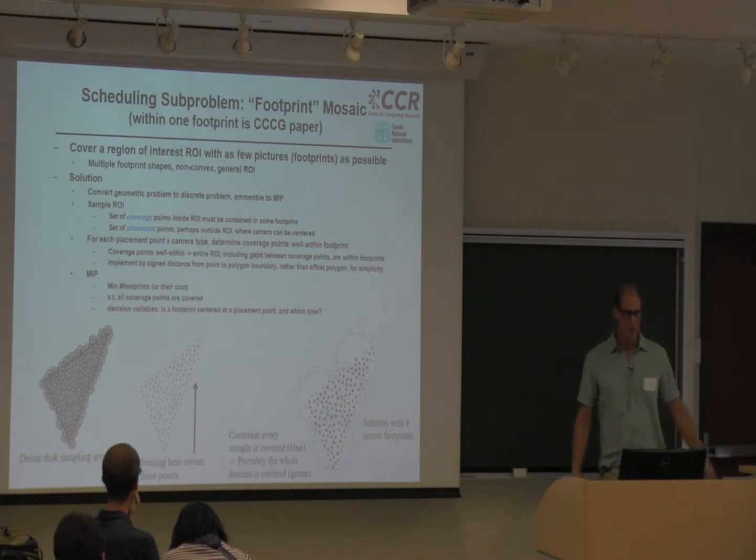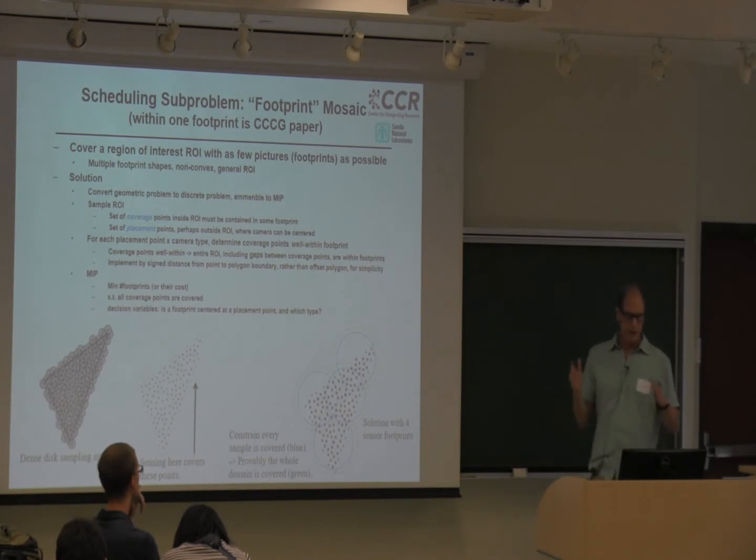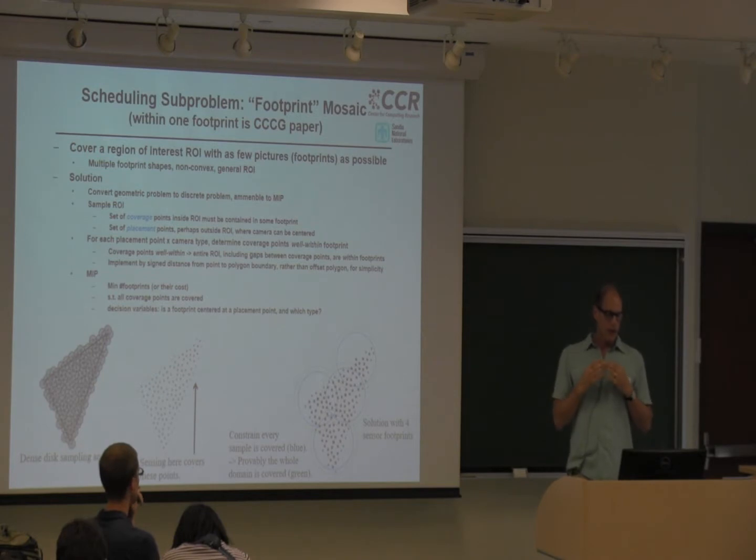Okay, so we're going to drill down one level. First we had all these satellites monitoring a whole bunch of different regions of interest. Now I'm just going to talk about one region of interest. What's the fewest number of pictures you can take to cover it?